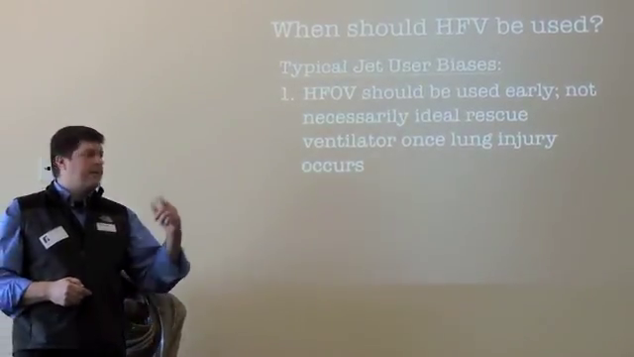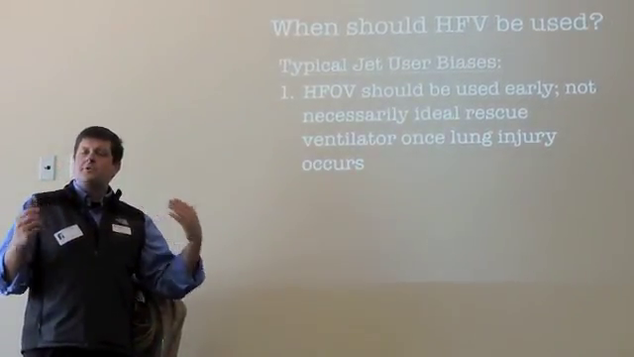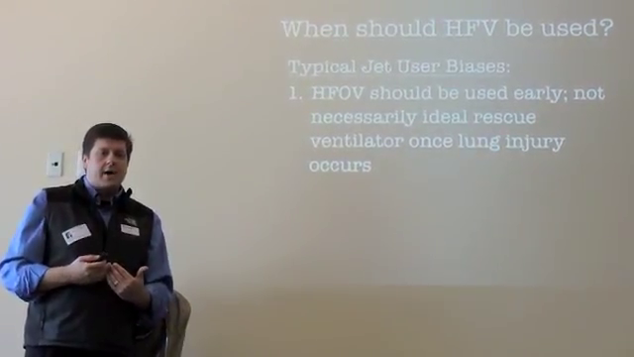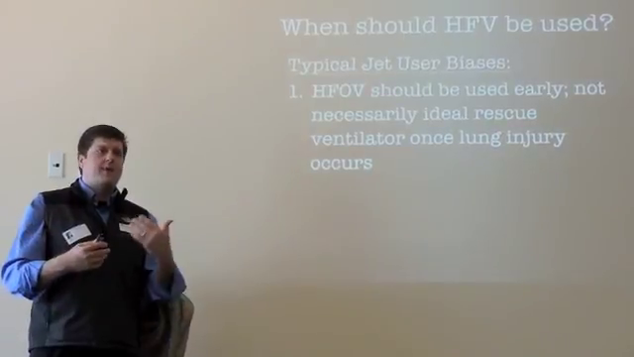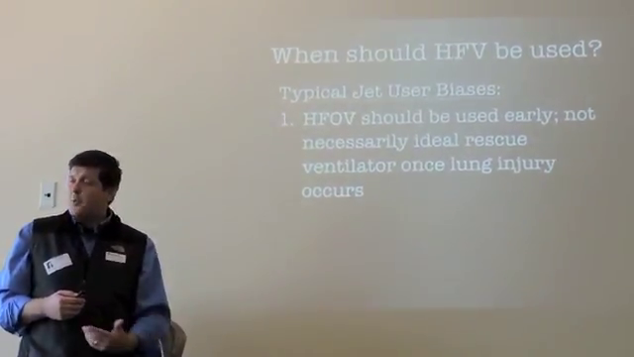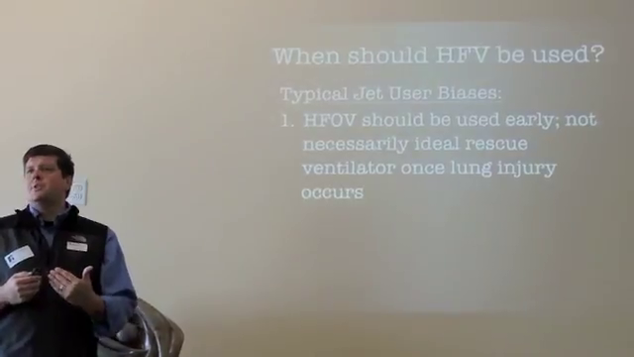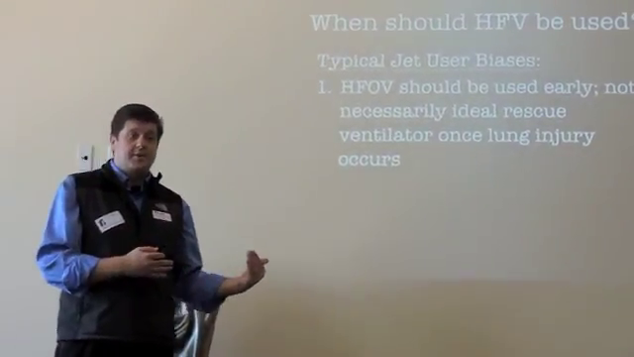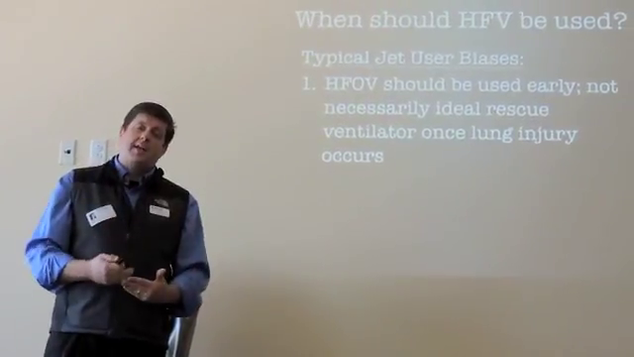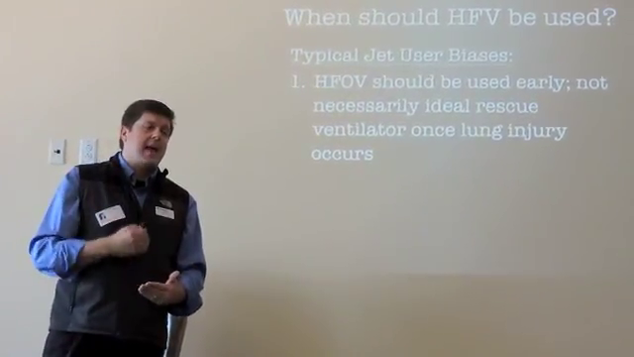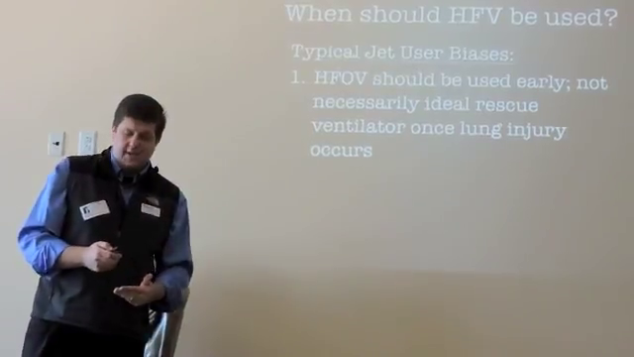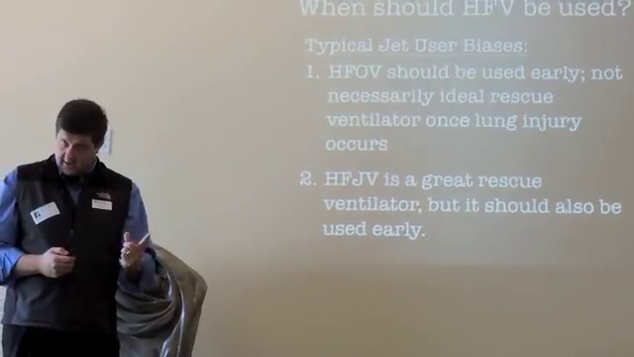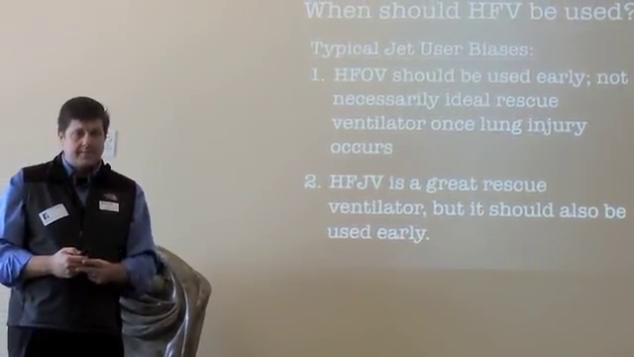So when I think about the typical user biases of institutions that have both an oscillator and the jet, I think it's pretty much a standard that we use high frequency oscillation early. We use it for our little micropremies. We use it usually as our first line of rescue mode when our patient is failing conventional. But once lung injury occurs, once we have the air leak and the overinflation, sometimes it's really not that great at treating it. It's great at preventing lung injury, but maybe not treating it.